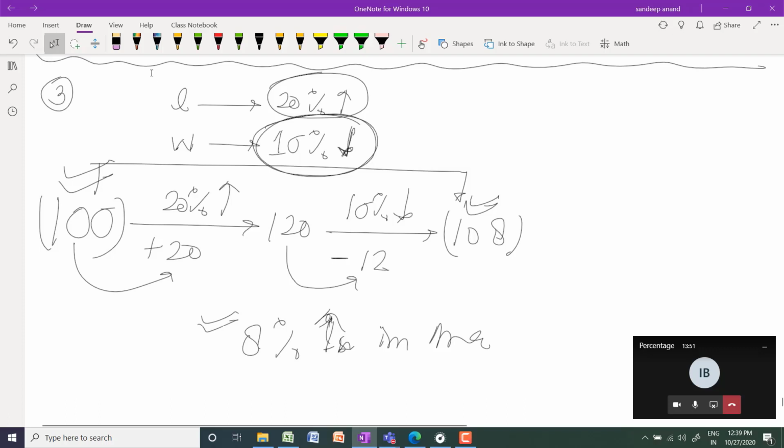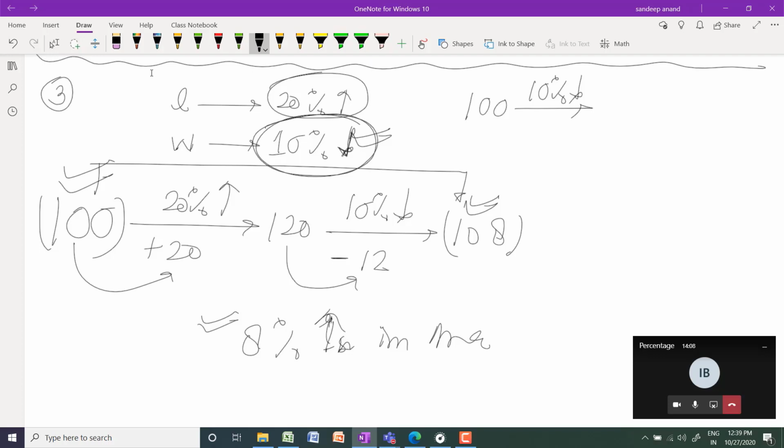This is the answer. Now suppose what happens if you take this 10% down first. If I am taking 10% down first, in reverse order, then what will happen? Again, as I already discussed with you, the result will remain the same. Now I am going to prove this.